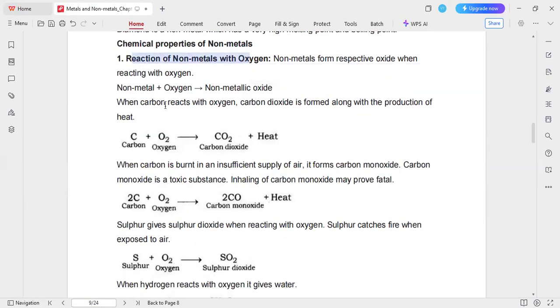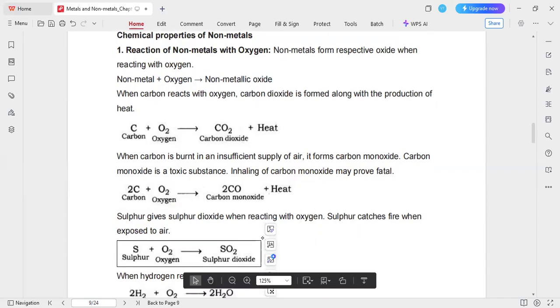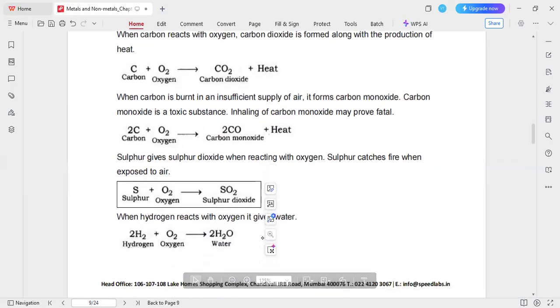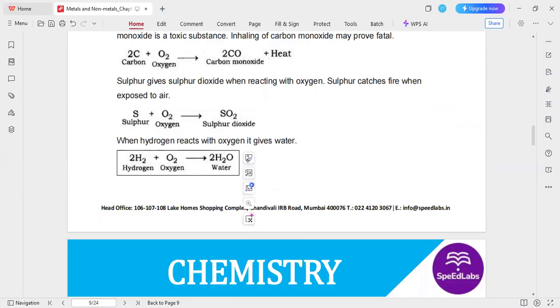Reaction of non-metals with oxygen first. Non-metals react with oxygen to give you non-metallic oxides, like C plus O2 gives you CO2. In the absence or very limited supply of oxygen, what does it give you? Carbon monoxide, children, plus heat. Sulfur plus oxygen gives sulfur dioxide. Yes or no? So non-metals react with oxygen to give you what? Non-metallic oxides. Hydrogen plus oxygen gives you what? Water actually.